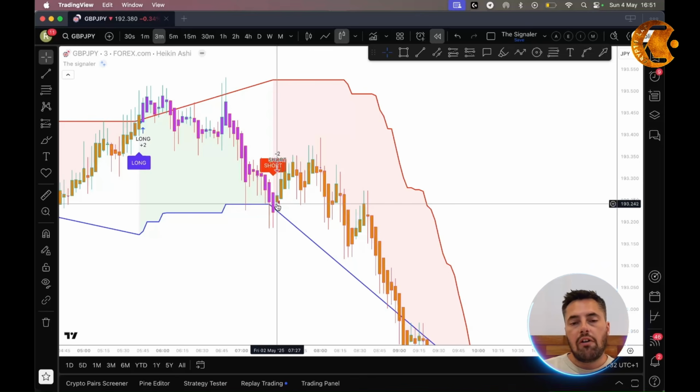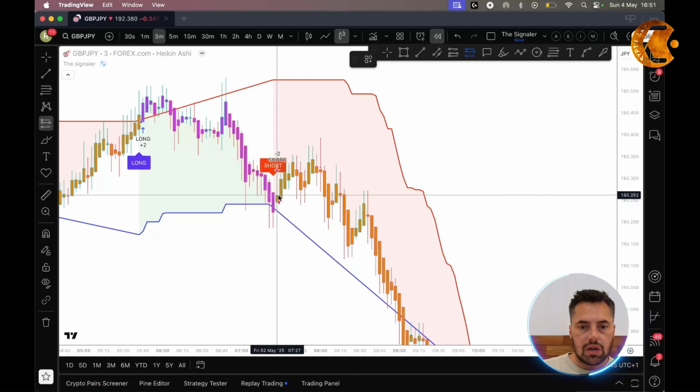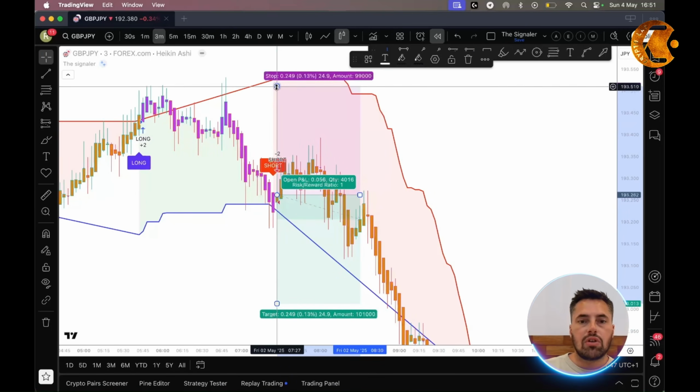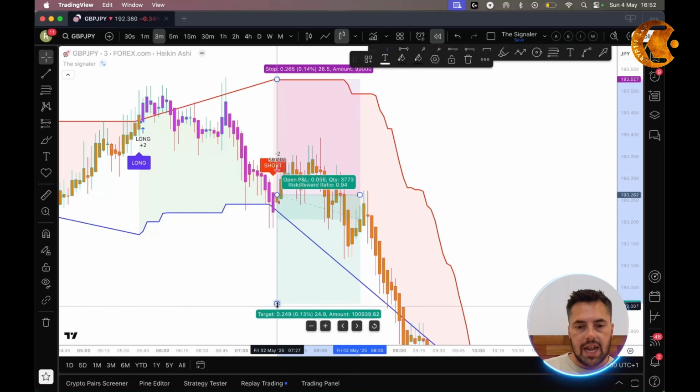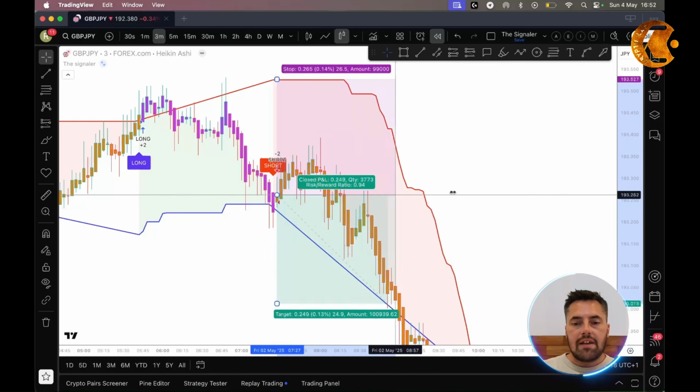My alert went off, so I immediately switched over to GBP JPY to take this trade. I took my short position on the close of this candle, I put my stop loss behind the trend line, and I was in this trade. Now, GBP JPY does like to move. It is a volatile pair, so it is one of my favorites to trade this strategy on. So I left it running.